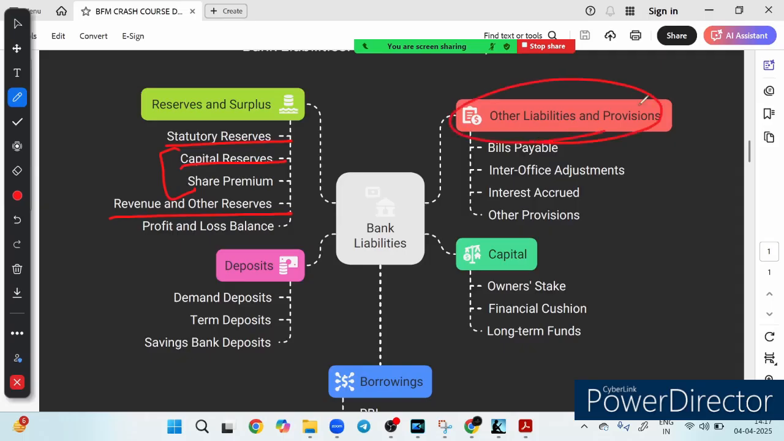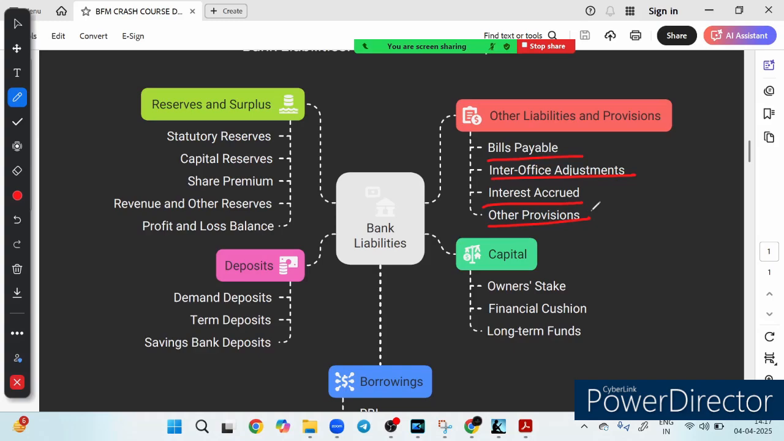Then we have other liabilities and provisions. Lastly, banks have some additional liabilities that might seem small but play a crucial role, like bills payable. So bills payable means money owed for pending transactions. Inter-office adjustment is the internal financial settlement between bank branches. Interest accrued means unpaid interest that needs to be accounted for. Other provisions means funds set aside to cover risks like bad loans or default. This ensures smooth operation.